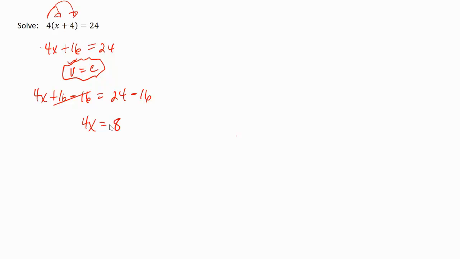However, we want to solve for x, not for 4x. So the opposite of multiplying x by 4 would be to divide by 4. So in order to maintain equality, we're going to divide both sides by 4. So as we divide both sides by 4, on the left, the 4s are going to cancel. And we have a solution of x is equal to 2.